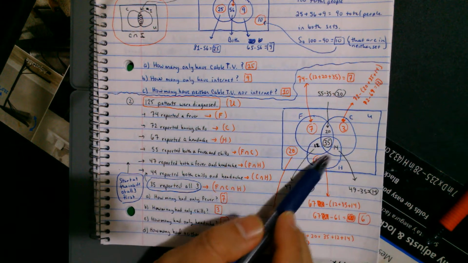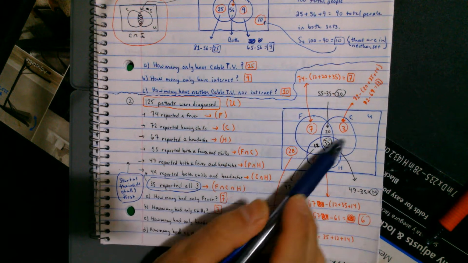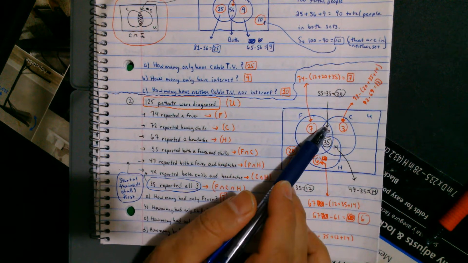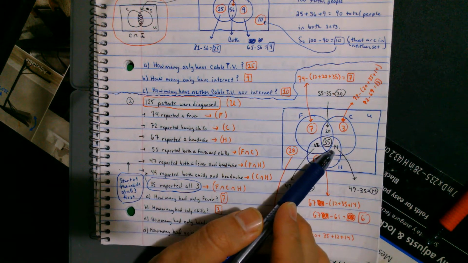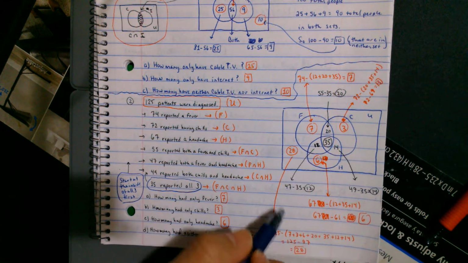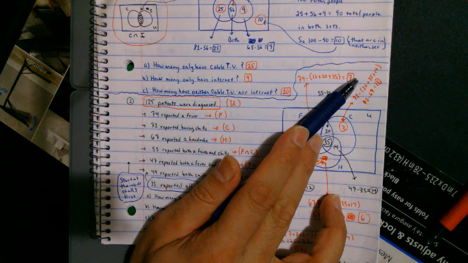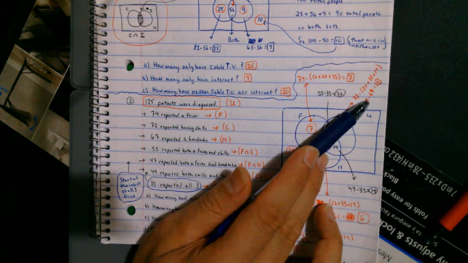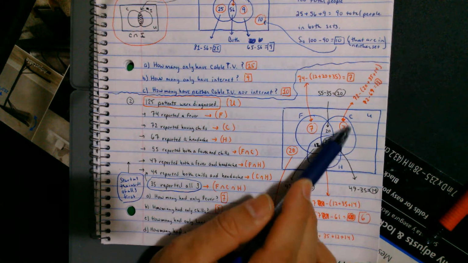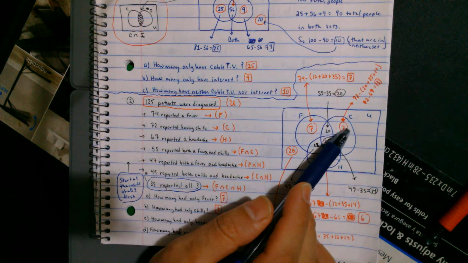So in here, chills, 72 had chills. Well, 20 plus 35 plus 14, that's 69 people. 72 minus 69 leaves just 3 people left in this little part. These are people that have just chills only.